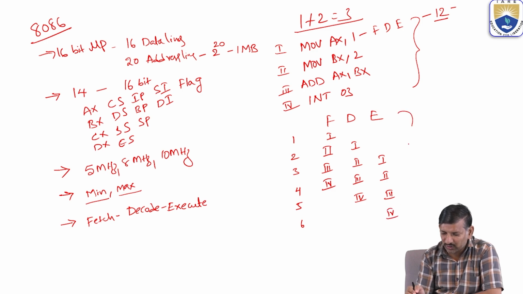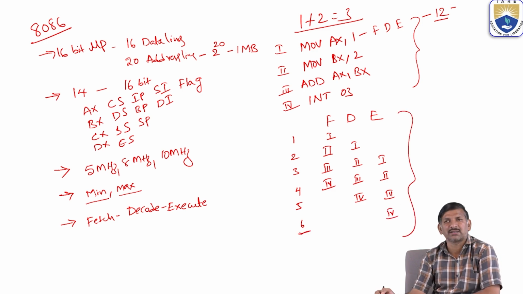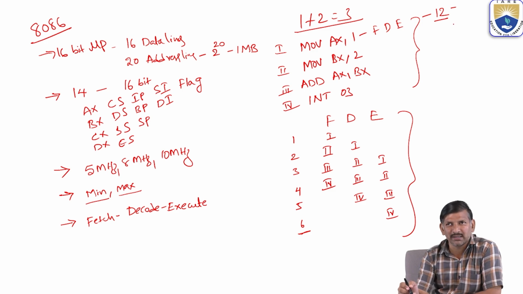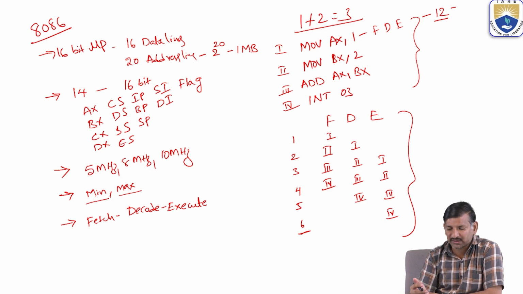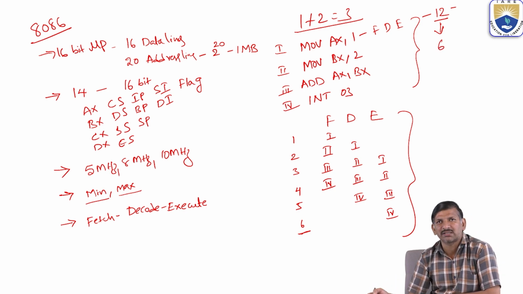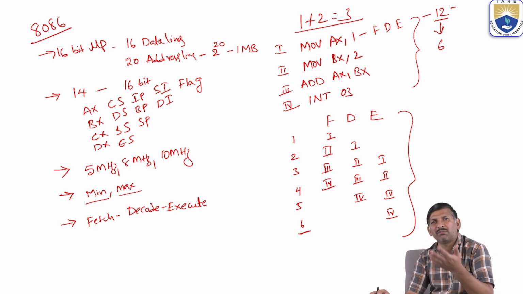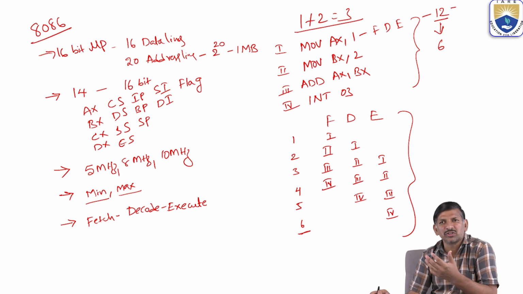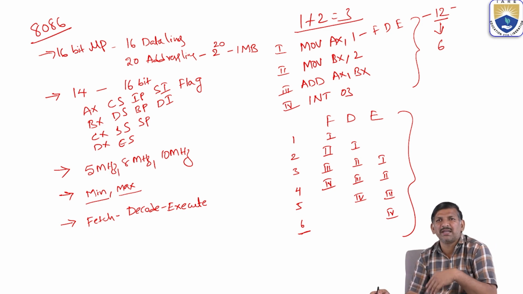So finally, for doing this operation, I require 6 clock cycles by using the pipelining technique. Without the pipelining technique, I require 12 clock cycles. So as the number of clock cycles reduces here, from 12 clock cycles to 6 clock cycles, the execution time reduces. Execution time reducing means speed increases.